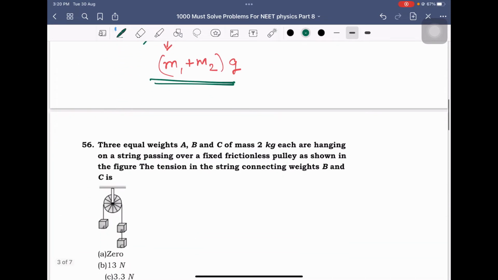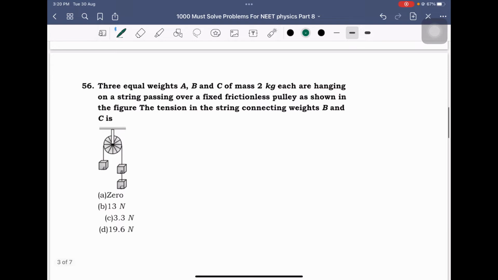Next question. Three equal weights A, B and C of mass 2 kg are hanging on a string passing over a fixed frictionless pulley as shown in the figure. The tension in the string connecting the weights B and C is... In this portion of the string, what is the tension? The equation of tension is easy to remember.